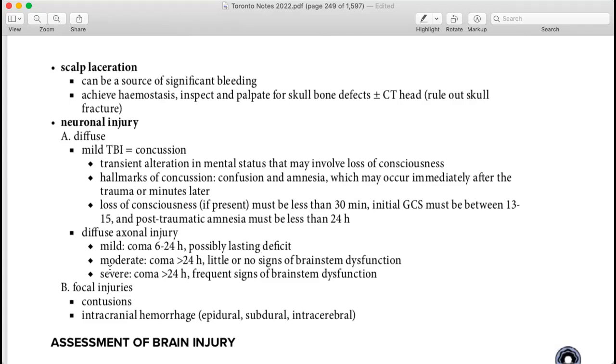Diffuse axonal injury could be mild, moderate, or severe. Coma for 6 to 24 hours leaves lasting deficit; more than 24 hours could cause brainstem dysfunction, and it leads to brain dysfunction.